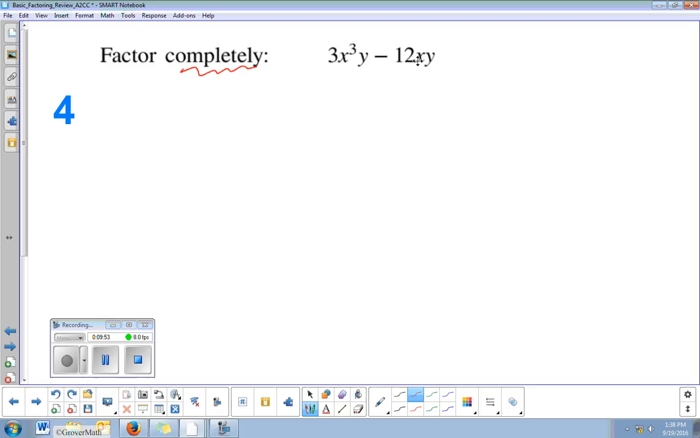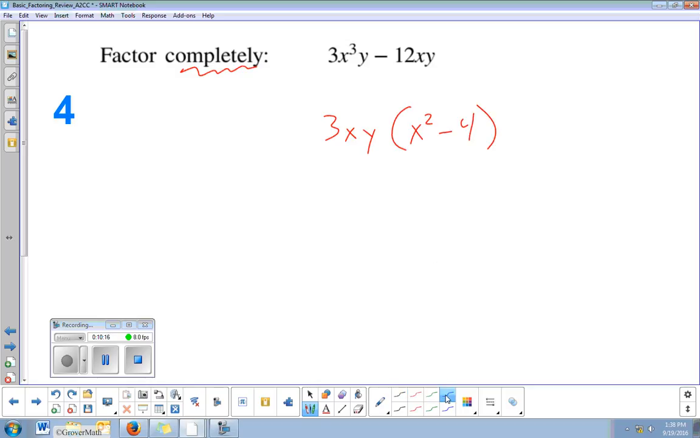So looking at this expression, I recognize that they do have actually a good amount in common. They are both divisible by 3. They both have an x and a y. So when I take that away, the first term I'm left with x squared. 3 divides to 1, the y's divide to 1. I take 1x away, I'm left with x squared. Then when I divide 3 from here, I get negative 4, and the rest is gone.